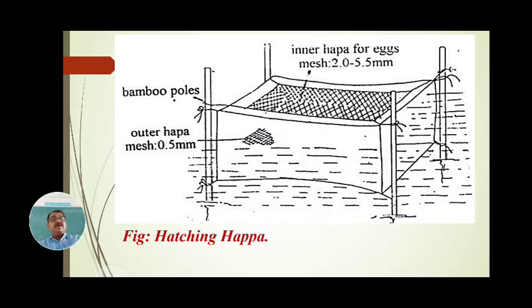See, this is the figure. This is the double walled hapa. What is the structure in this hapa? See, these are the bamboo poles.